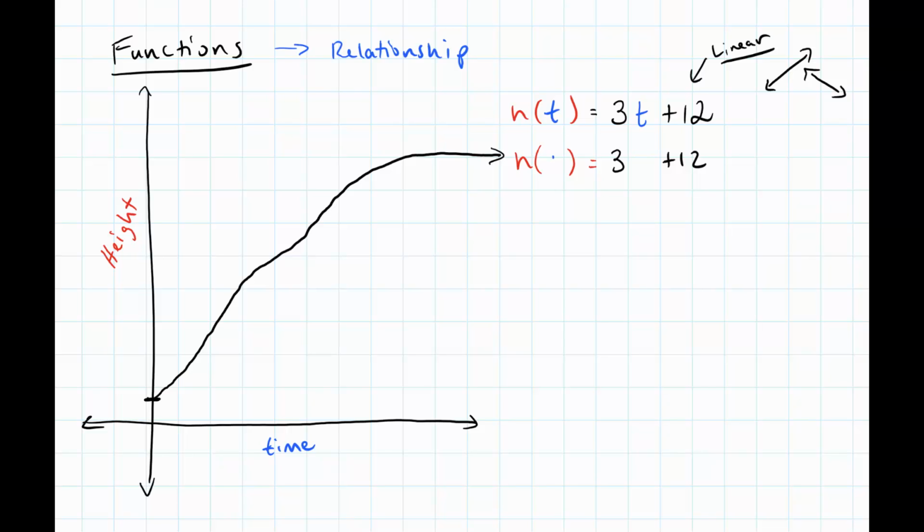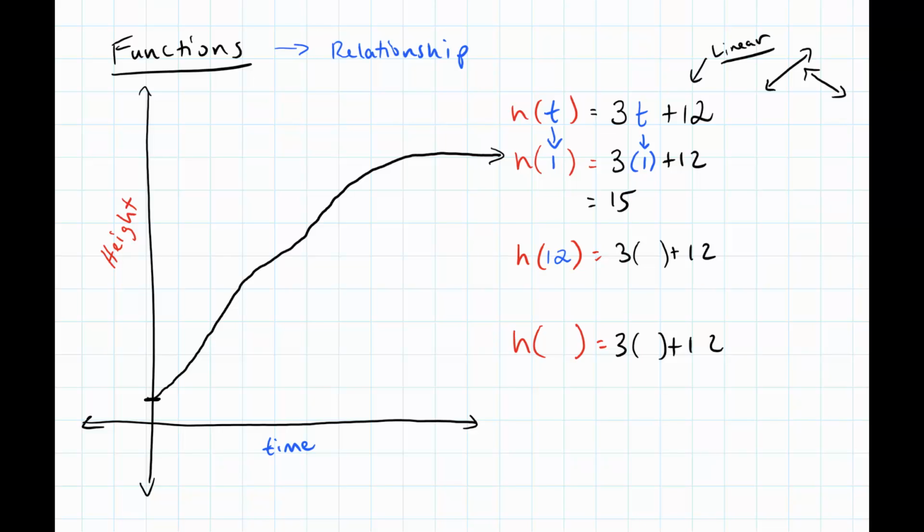So for example, after 1 year, I can substitute in 1 for t. You see here I replaced t with 1 in both cases. And we're going to wind up with a height of 15 inches. And I could do that for any input that makes sense. We'll talk more about what I mean by that in a sec, but let me do a couple examples here just to illustrate my point.